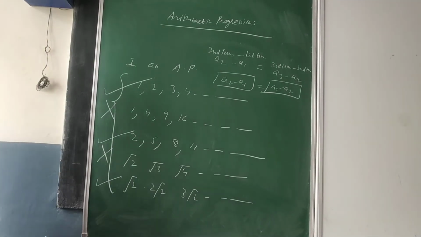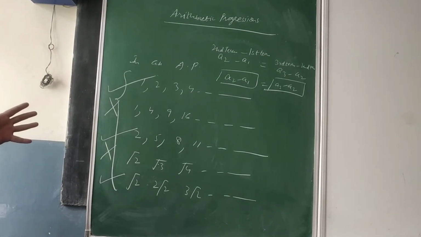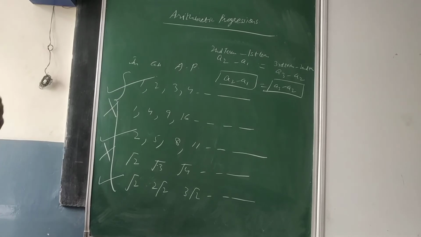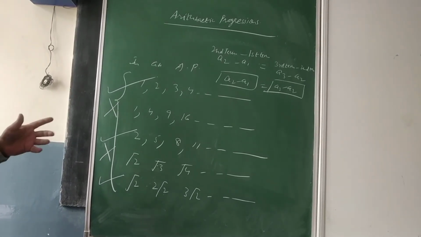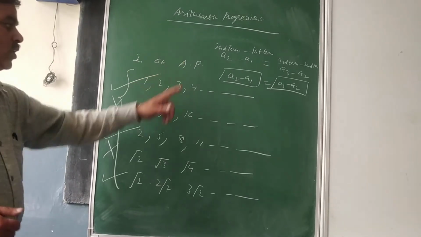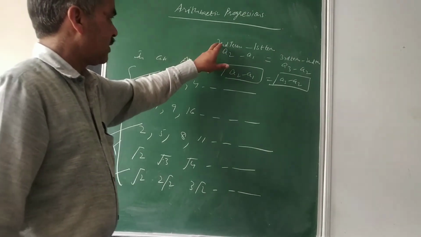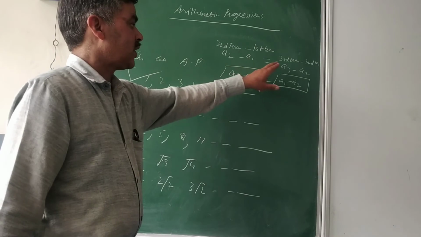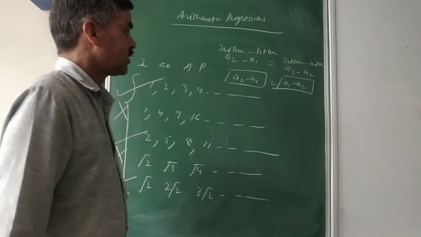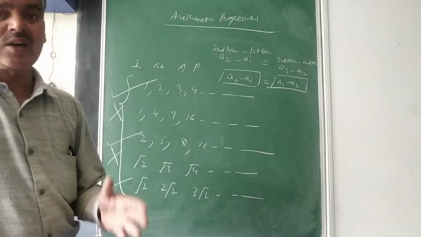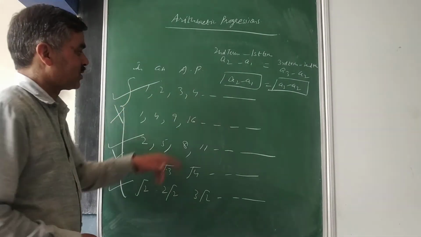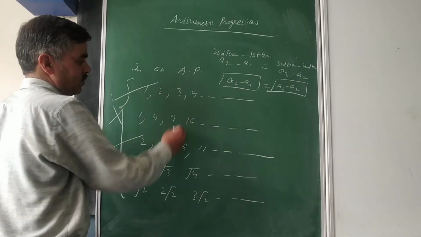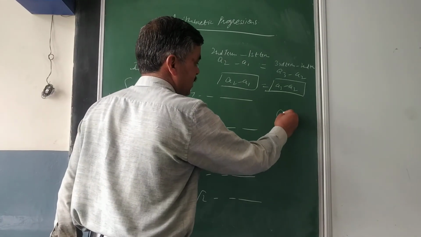So first of all, you make it clearly how to identify whether the given sequence is an arithmetic progression or not. I have explained to you, if the difference of the second and first is equal to the difference of the third and the second, that sequence is always an arithmetic progression. So these are called the terms. So please be clear with this.